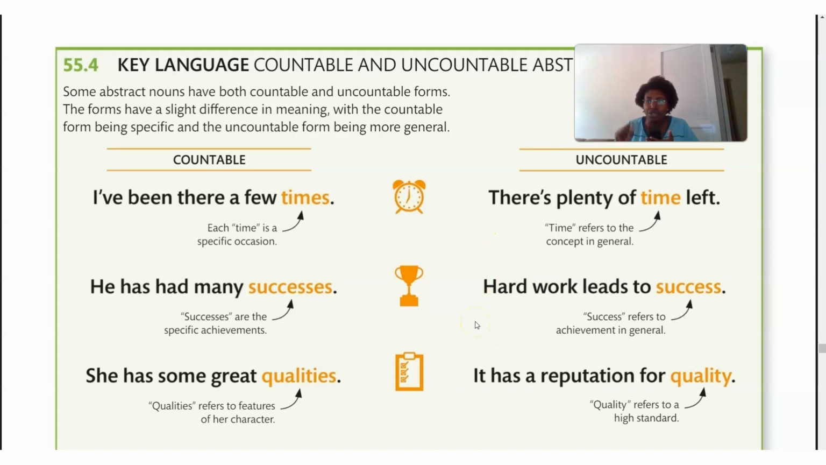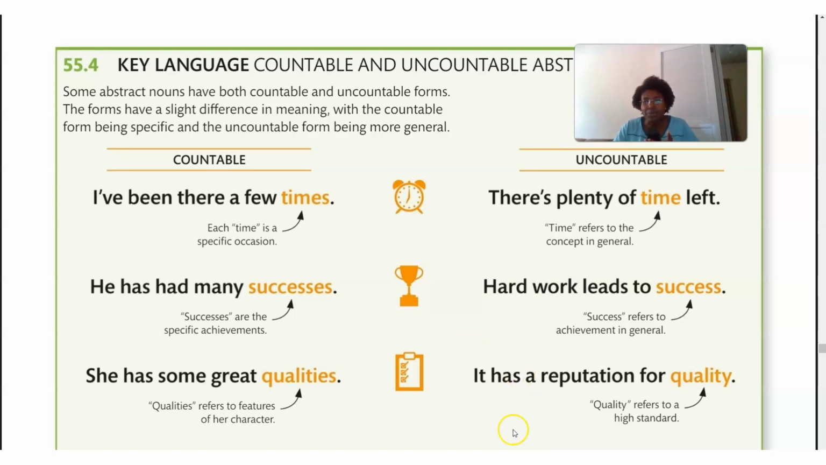Success refers to achievement in general. So with the previous example on the other side, we said he has had many successes because we're using the word to mean specific achievements. But here, the new sentence, hard work leads to success, we are talking about success in a general sense. We're saying hard work leads to success in general, but I'm not talking about something specific. If I was, we'd have to treat it like a countable noun.